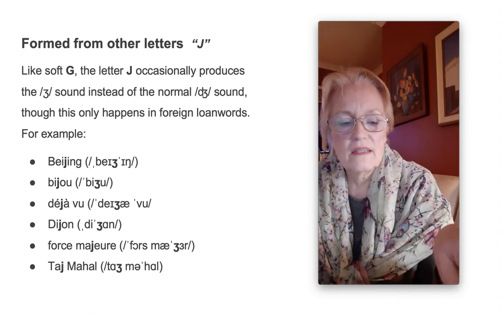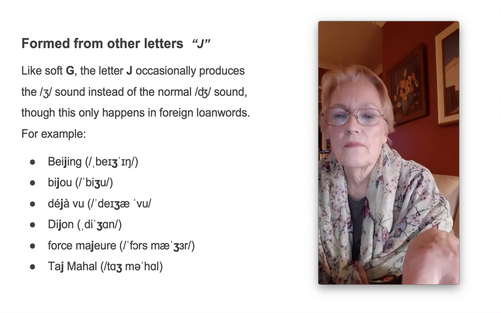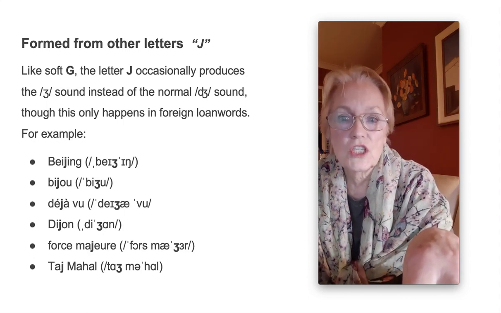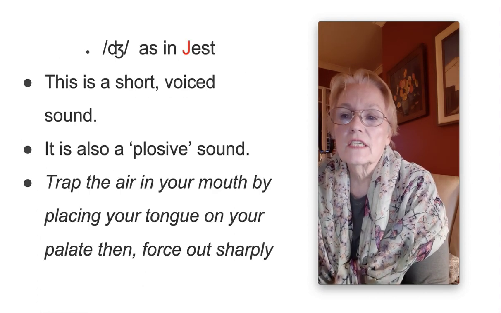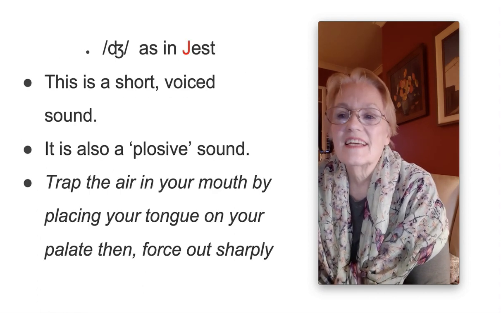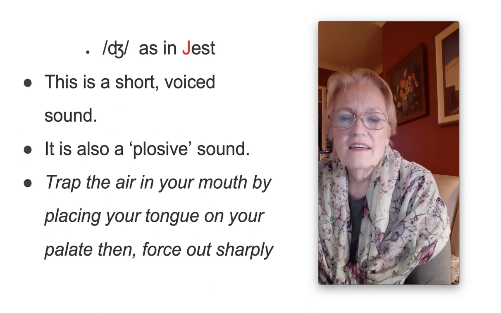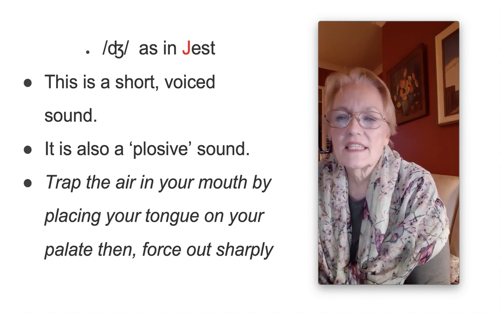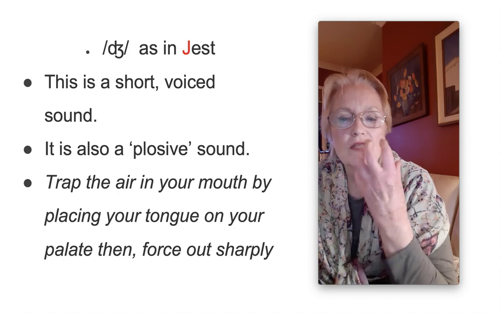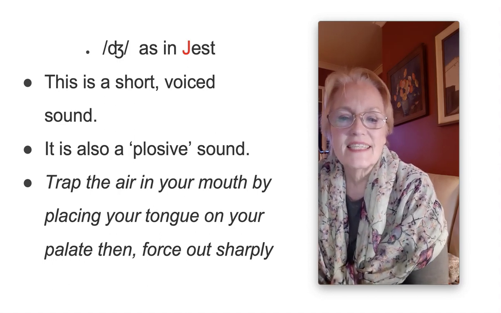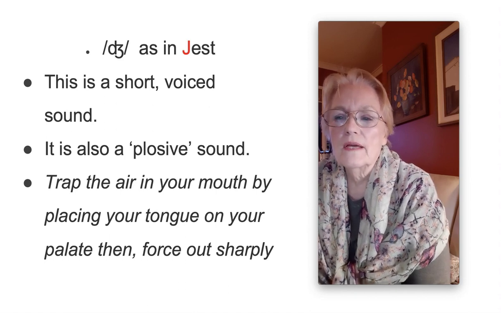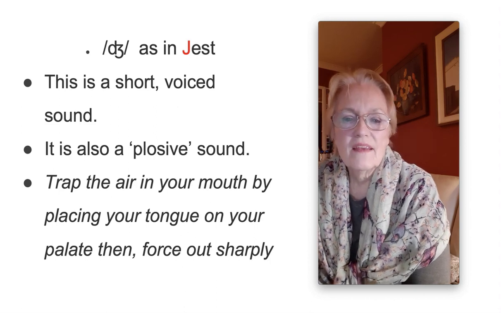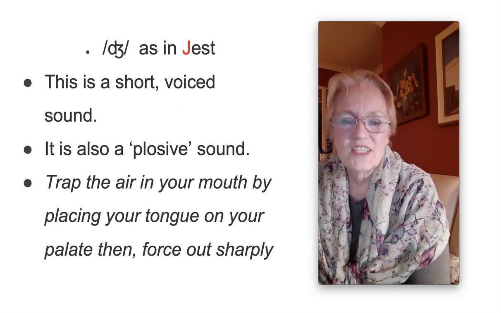Okay, so that's the J making the J sound. As you know, it also makes the hard J sound as well. Okay, and here we have it, J. That's the hard J sound, as in jest. All right, and this is a short-voiced sound. It is also plosive, so you're holding the pressure of the air back in your mouth, and you let it out sharply. Trap the air in your mouth by placing your tongue on your palate, then force it out. Okay, so that's the other sound that the J makes.